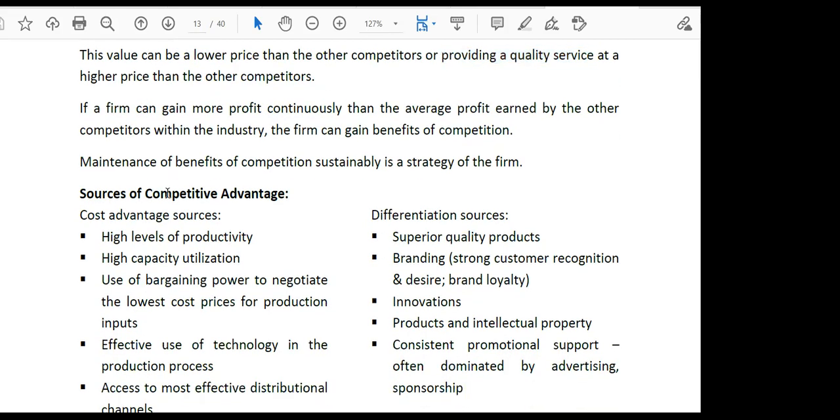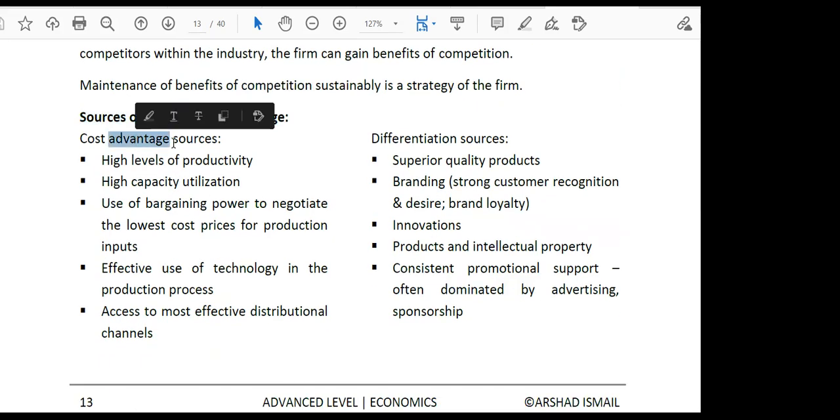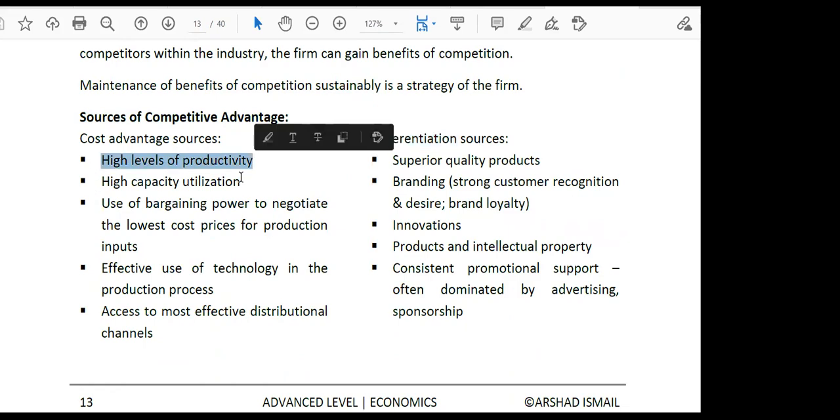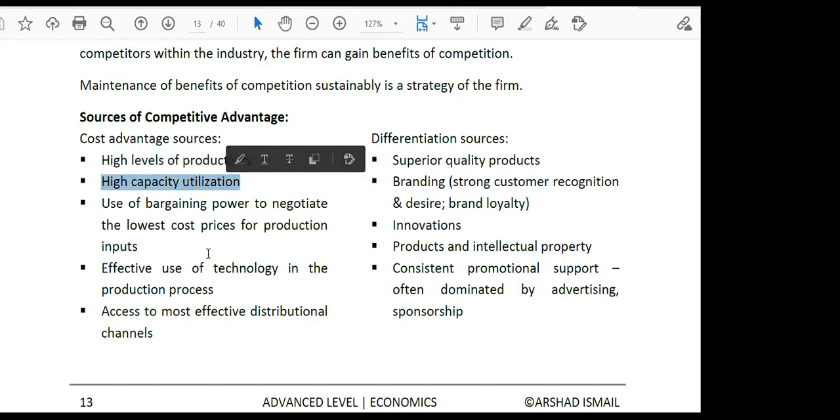So what are the sources? How can one firm get a competitive advantage? You have cost sources and differentiation sources. So things like high levels of productivity, high production capacity, use of bargaining power. Because of reasons like this, one firm can produce at a lower cost than another firm. For example, why am I charging lesser class fees? Because maybe my productivity level is high. Maybe I have a high capacity and I'm utilizing my capacity to the maximum level. So things like that.